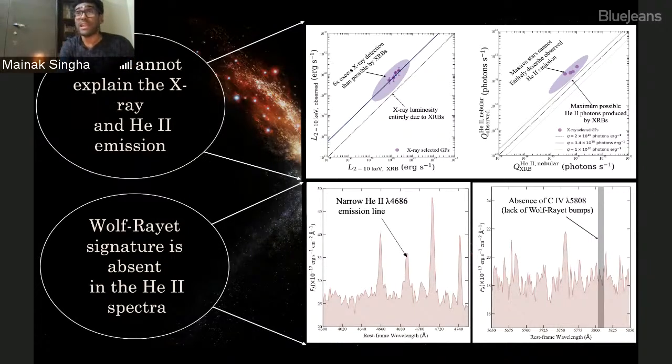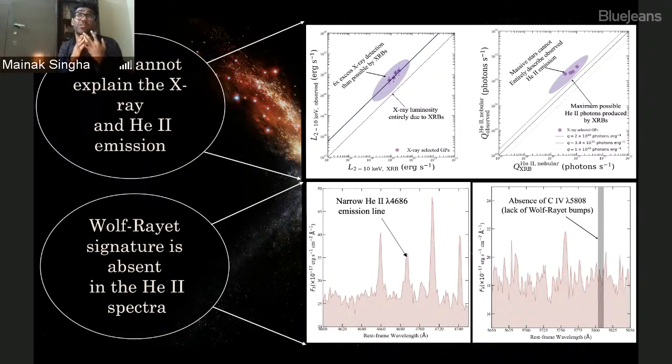Not only that, if we go into the optical data, we find that the number of photons that you need to produce the He II emission just cannot be explained by the XRB contribution. Why have we been talking about that? Because in X-ray binaries, the companion stars are like Wolf-Rayet stars.